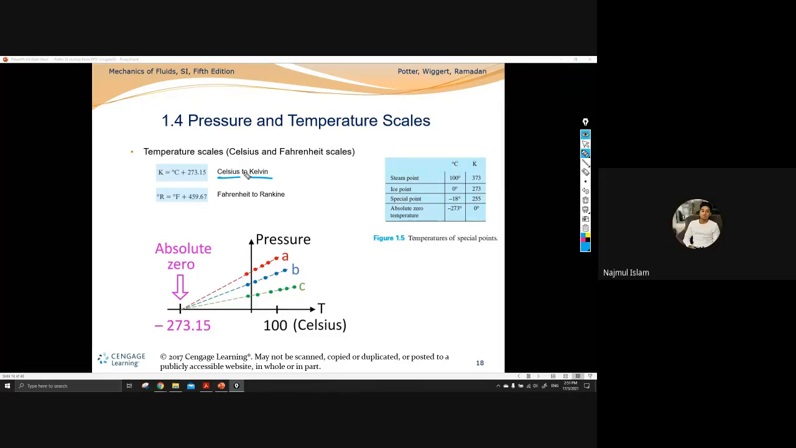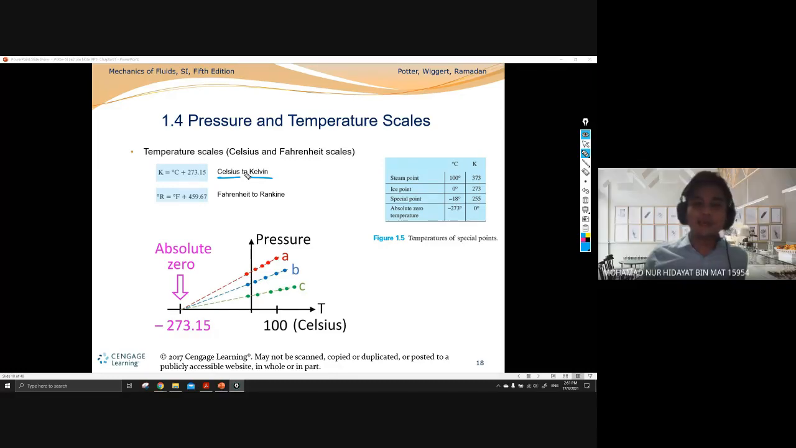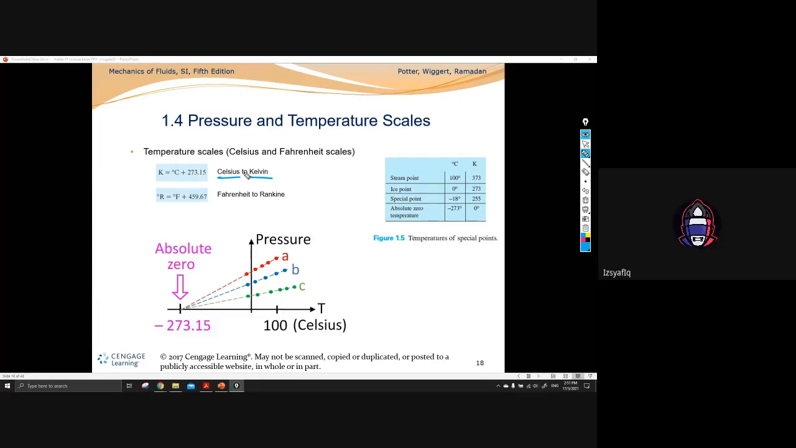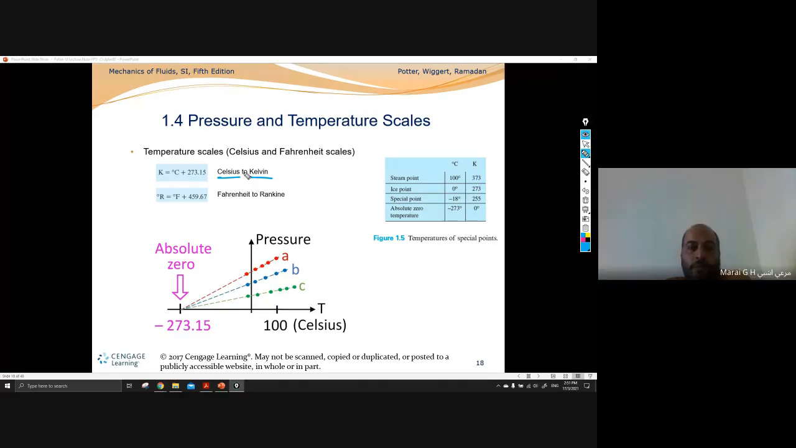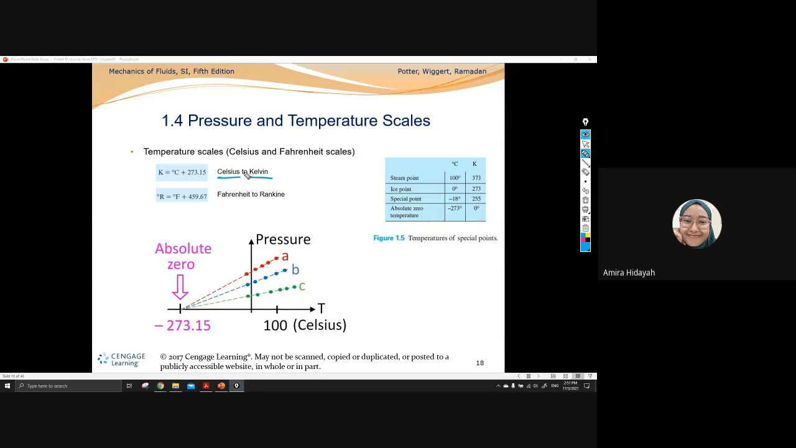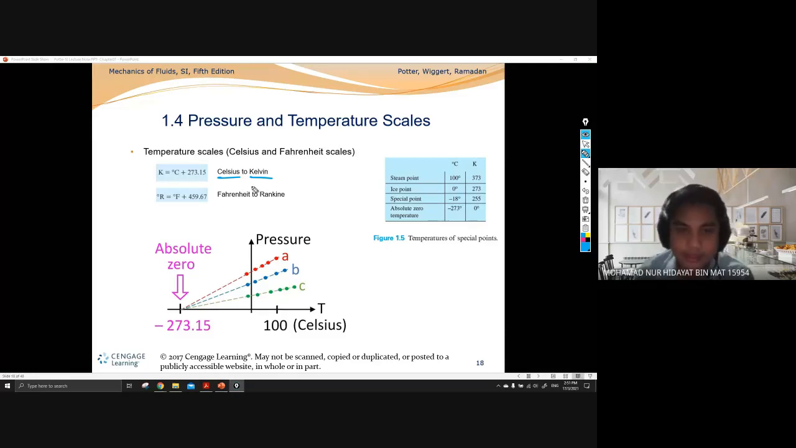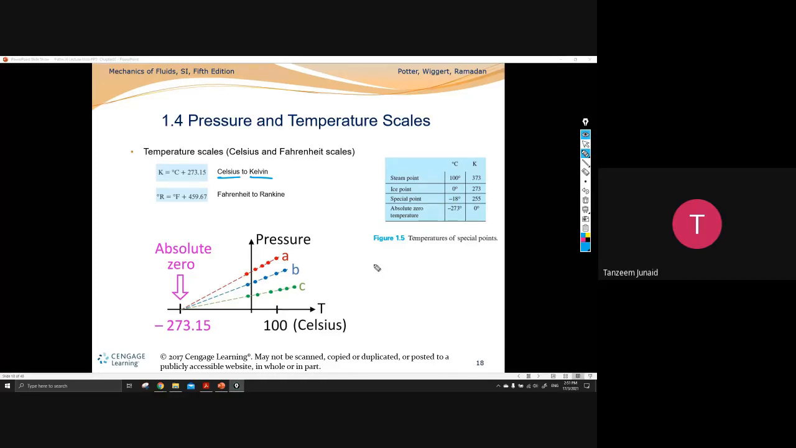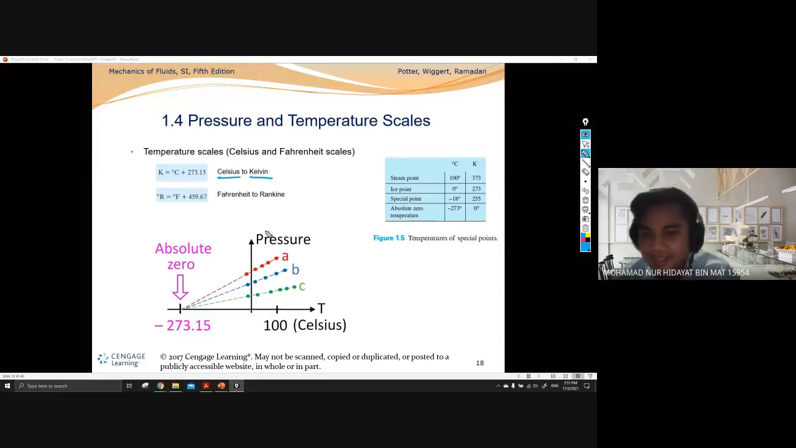Kelvin is an SI unit and Celsius is derived from the SI unit. What's the unit for Celsius? Degree Celsius. Okay, this is not about the derived quantity. Let me explain. Celsius is in reference to water's temperature and Kelvin is in reference to absolute zero. Okay, perfect, correct.